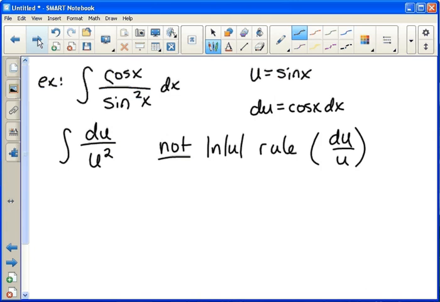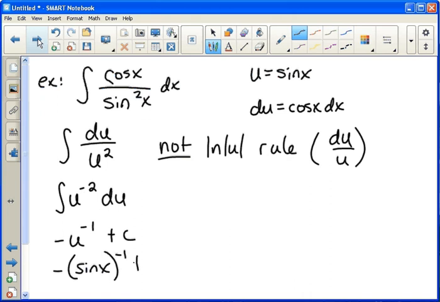So for this one, we would just use what we've been using all along. You bring up the u squared as u to the negative 2, add 1 to the exponent, divide by that number, and your answer would be that. So lots of people, partly because the du over u rule is so simple, as soon as they ever see du on top and u on the bottom, they want to do that rule. It doesn't work. You can only use it with du over u. If u has any power other than 1, it's not the natural log rule.